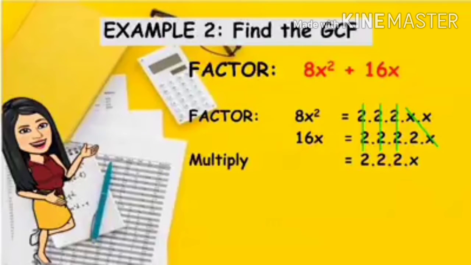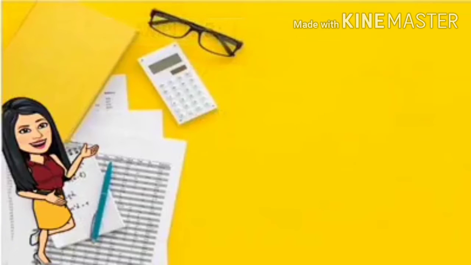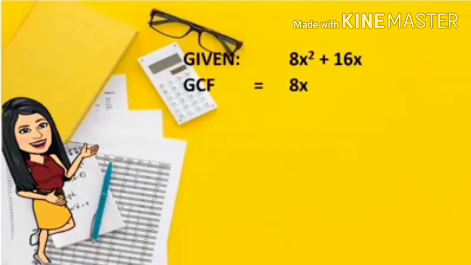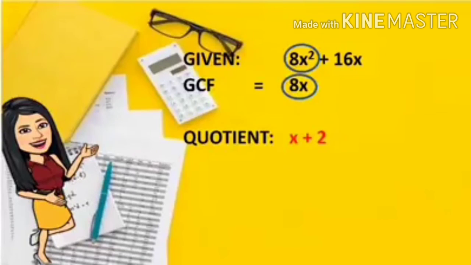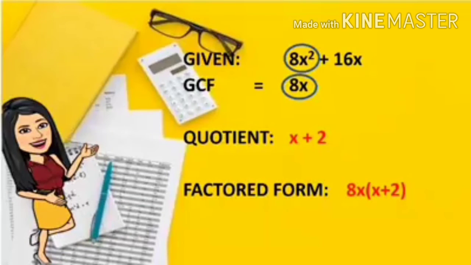Then let's find the common factors. So we have 2 times 2 times 2 times x. Let's multiply to find the GCF. The GCF is 8x. Divide the given expression by the GCF to get the other factor. To find the quotient, 8x squared divided by 8x, the answer is x. 16x divided by 8x, the answer is 2. Therefore, our other factor is x plus 2. So our factored form is 8x times x plus 2.